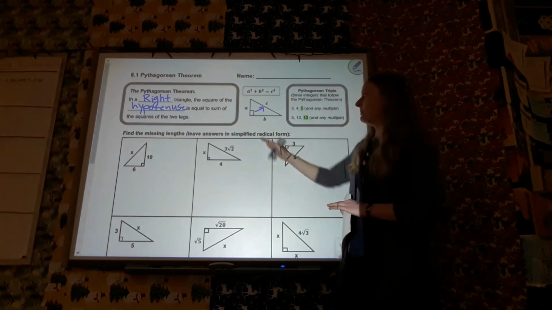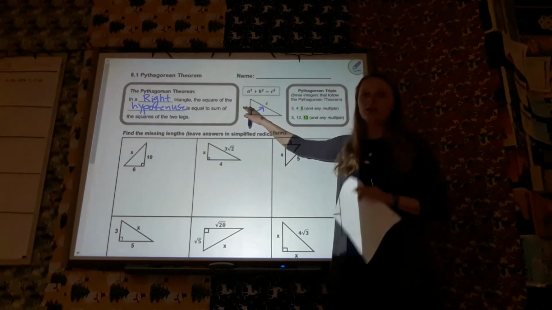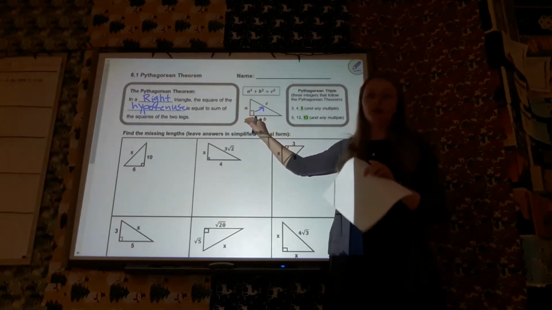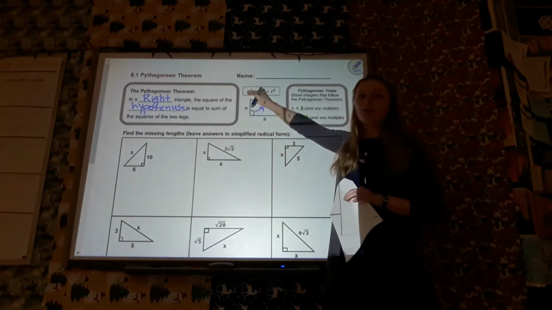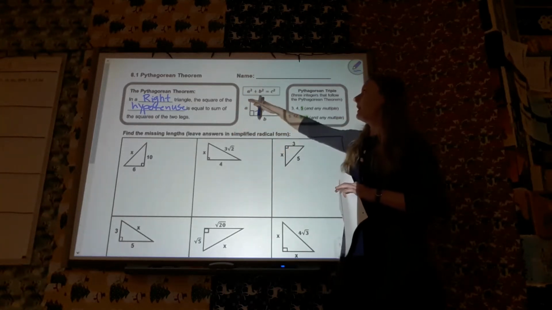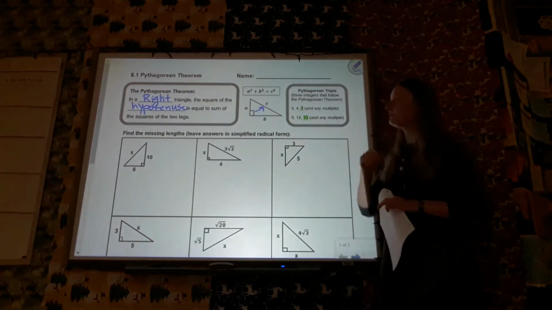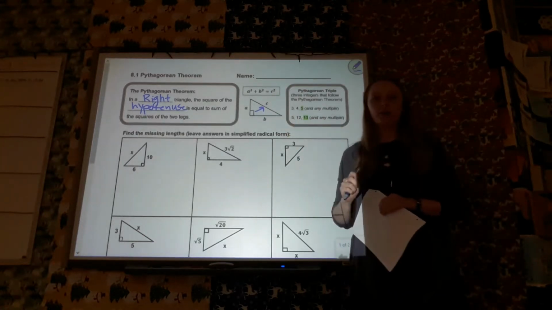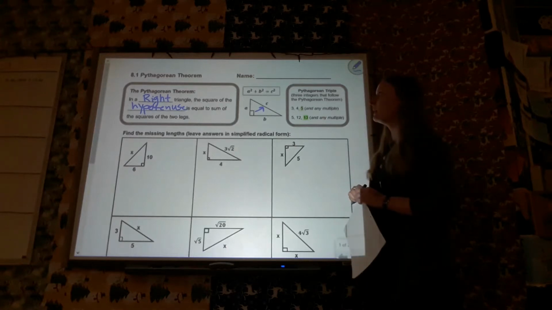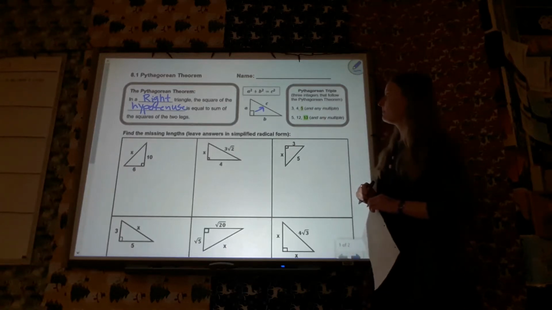It's important you remember that these two side measures, whether they're numbers or variables, are part of the sum part of the equation, and then the hypotenuse is on the other side of the equation. Also make sure you remember to square them, because that is definitely an important part of the Pythagorean theorem's equation.